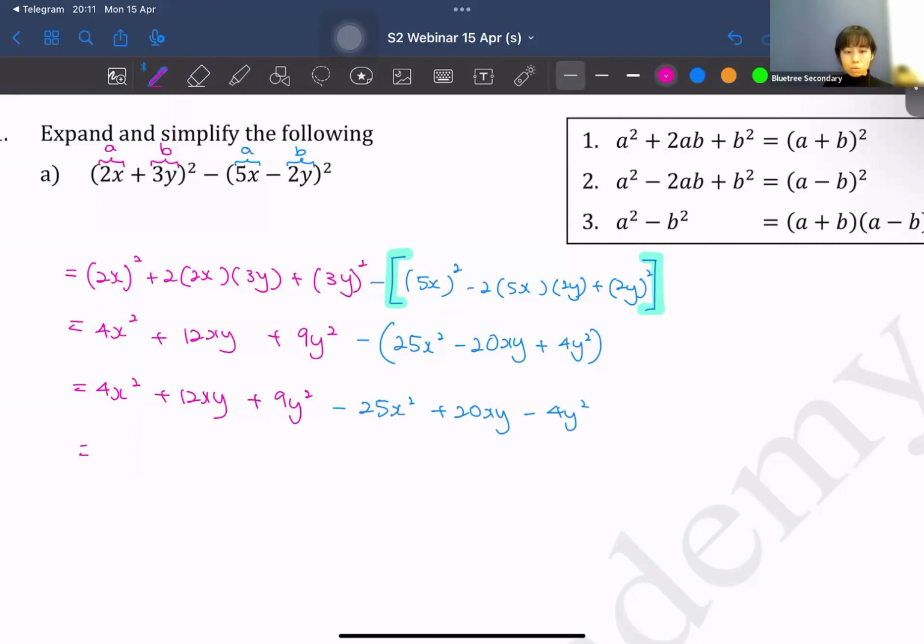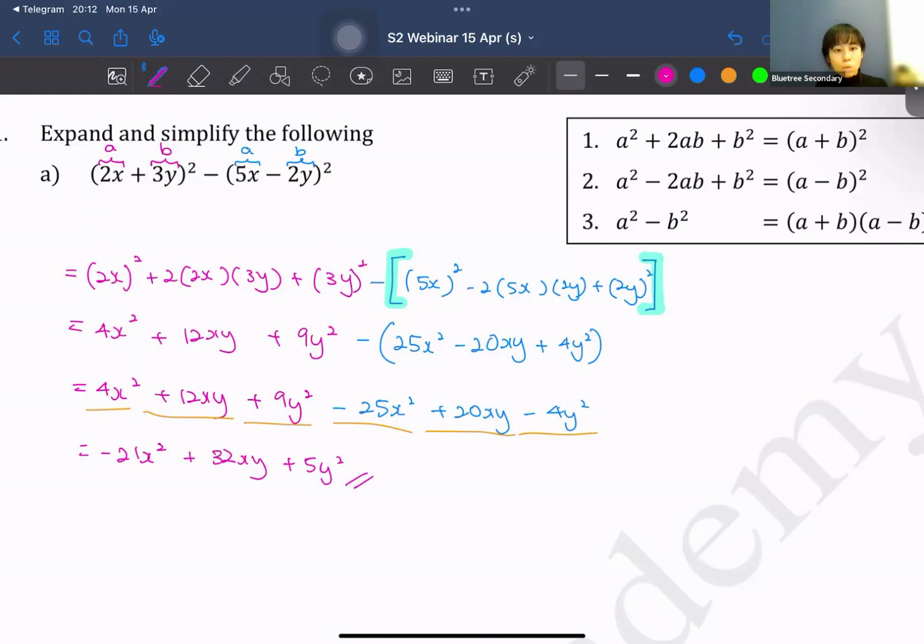And finally, the last step is just to simplify the entire expression. So simplify just means you need to combine all your like terms together. So the like terms I have will be this 4x squared together with this negative 25x squared, this positive 12xy together with this positive 20xy, and finally, this 9y squared together with this negative 4y squared. That's your final answer. Okay, so this is method number 1.